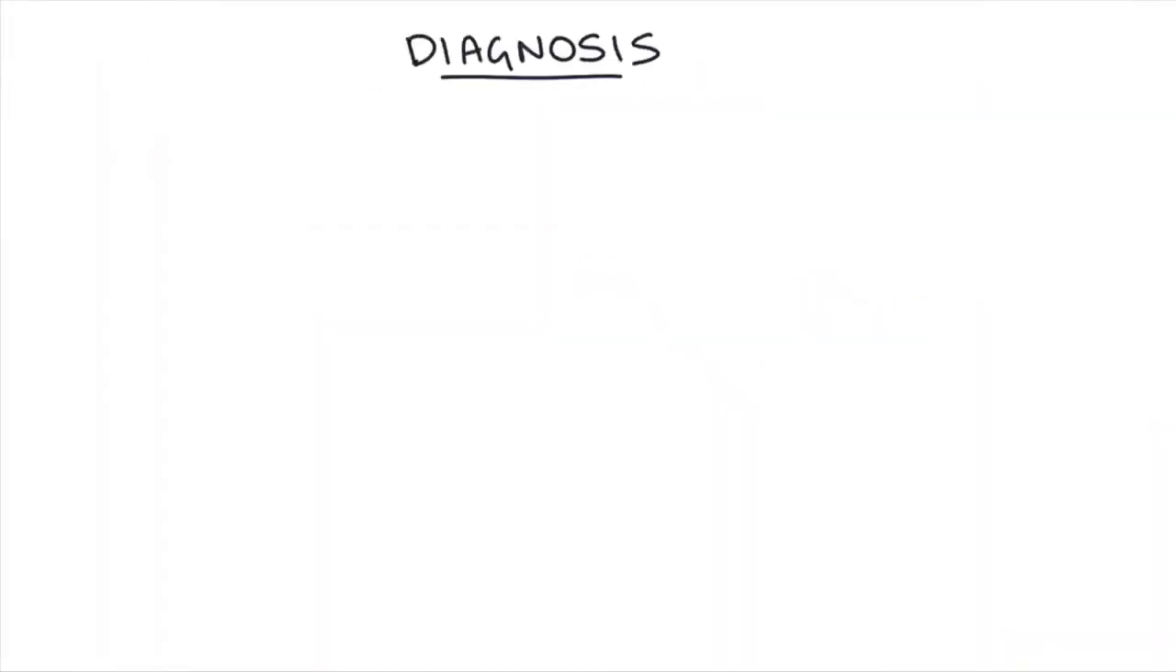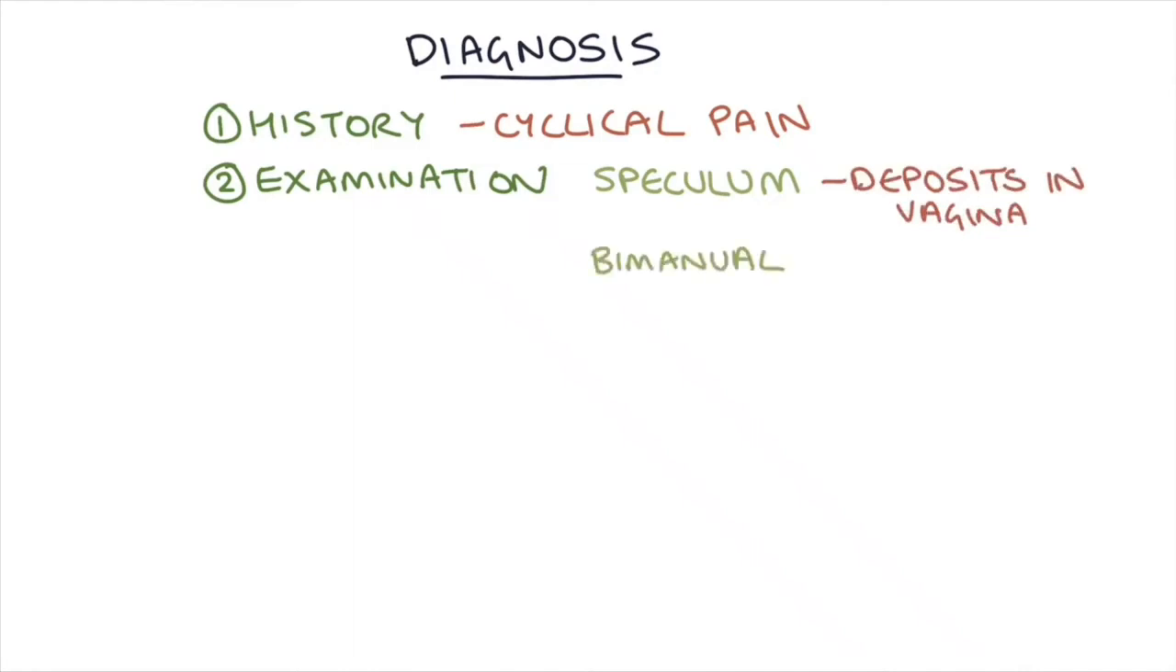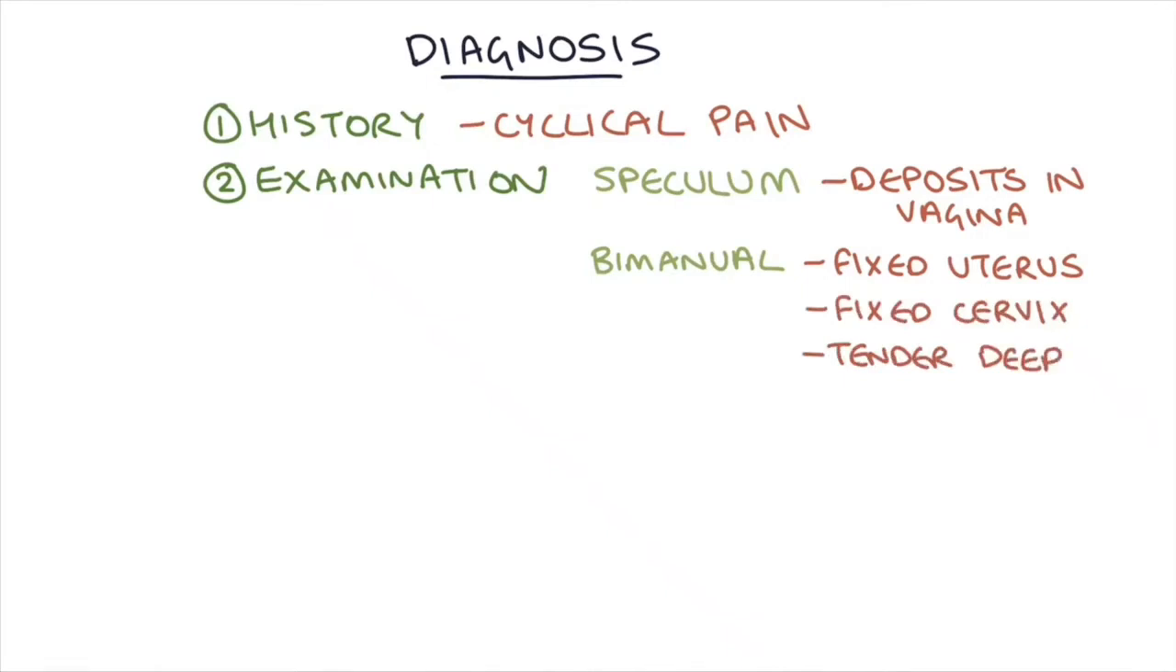So how do we diagnose endometriosis if we have somebody who's having pains that we think are cyclical, they're having particularly heavy periods, and we wonder whether they could have a diagnosis of endometriosis? Well, first a thorough examination might reveal any other causes of this type of pain. Speculum examination might reveal some deposits of endometriosis in the vagina. Bimanual examination could reveal a fixed uterus, meaning that you can't easily move it with the tips of your fingers. And the cervix could be fixed in place, and it could be very tender deep inside the vagina, or you can also have a lot of adnexal tenderness.